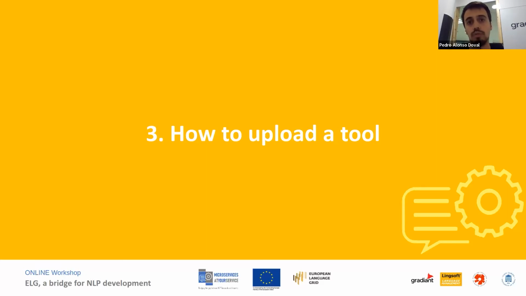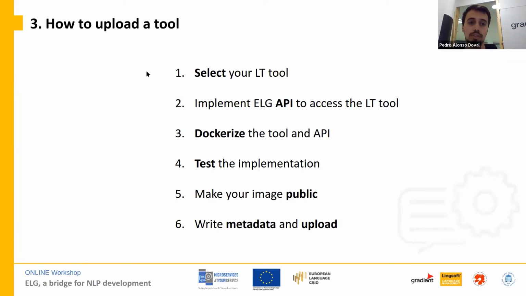Okay, now we go into details about how to upload the tool and what is the process that we must follow to upload the tool. So first of all, we have to select, of course, the tool we want to contribute and implement an API to access and to use this tool. This is a standardized API that is specified by the ELG, so that all the tools are accessed in the same way with this API. So it makes it easy to standardize the use of all the tools in the platform. This API must go inside a Docker container. So we must Dockerize the tool and the API and make the image available publicly.